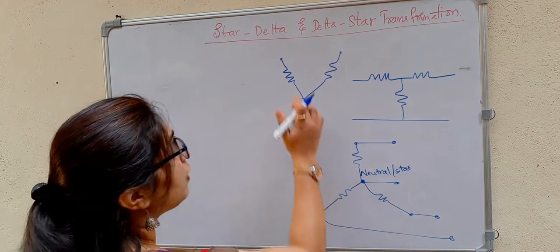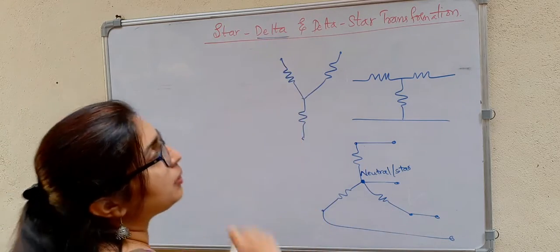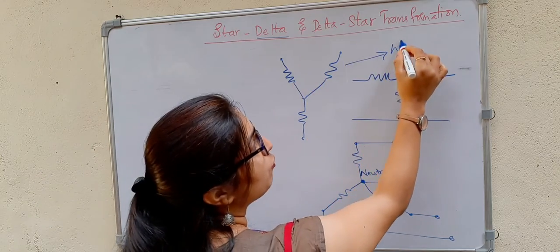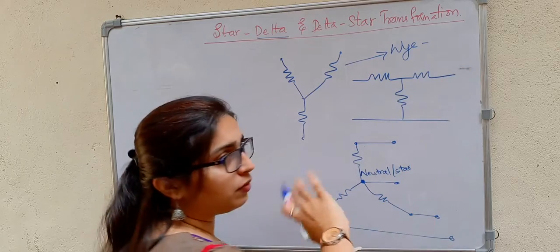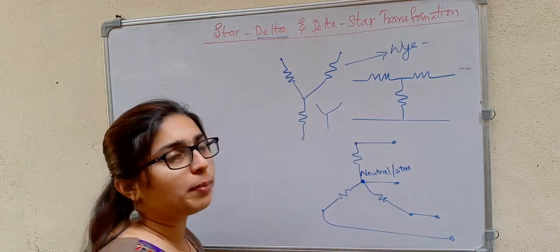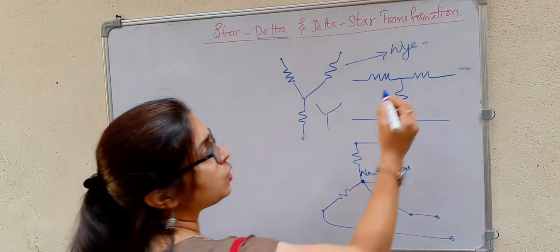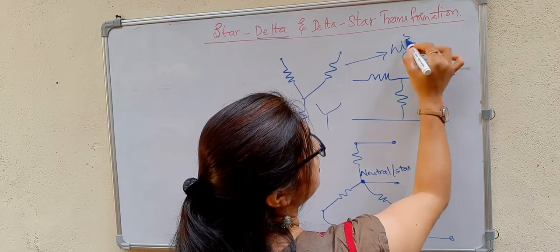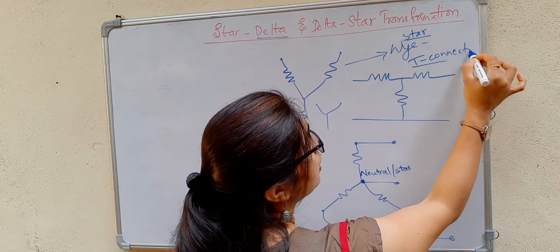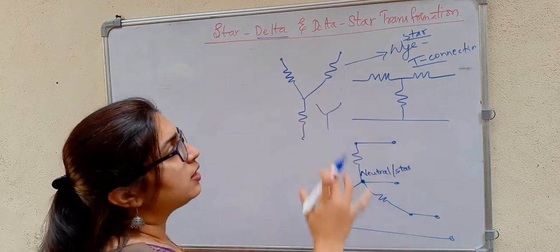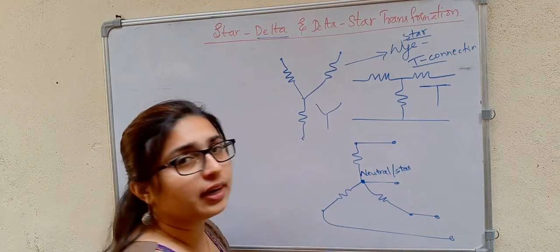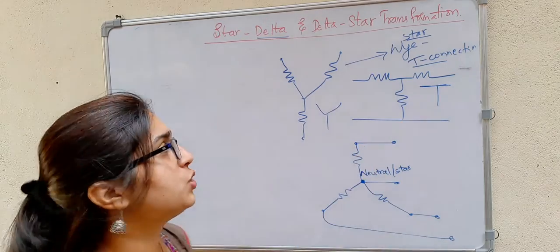So when I consider another one, that is nothing but the delta. See here, this is star. It is also called Y connection, the Y form, because you can say it is similar to the English alphabet Y, right? And it is also called T connection, because we can write this in this form. That means, see, this is appearing like T, right? So this is also called T connection.